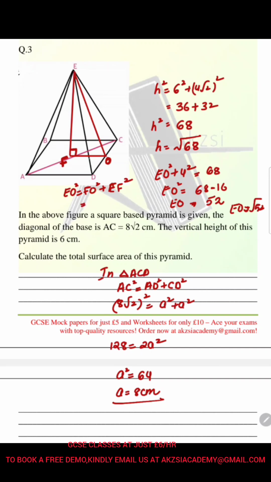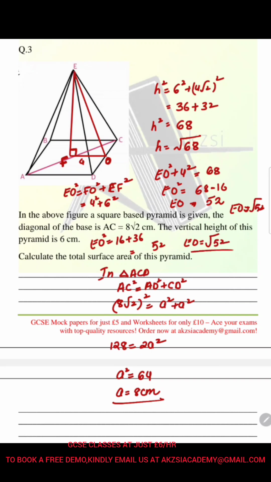So FO is what? It's half of the length of this square, which is given as 8. So half would be 4. So 4 squared plus EF squared, which is given as 6. So EO squared is equal to 16 plus 36, which is 52, and EO is root 52.